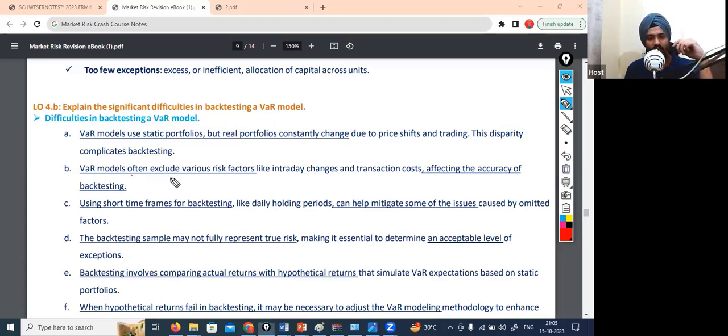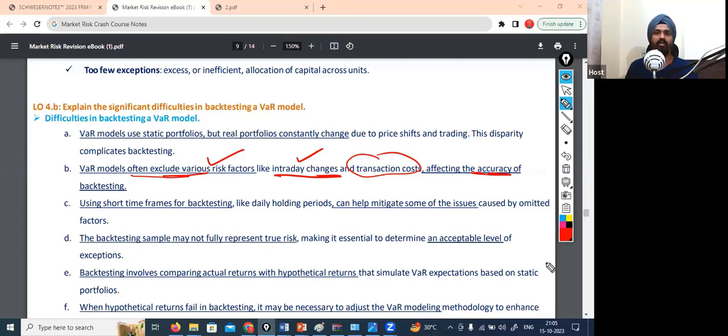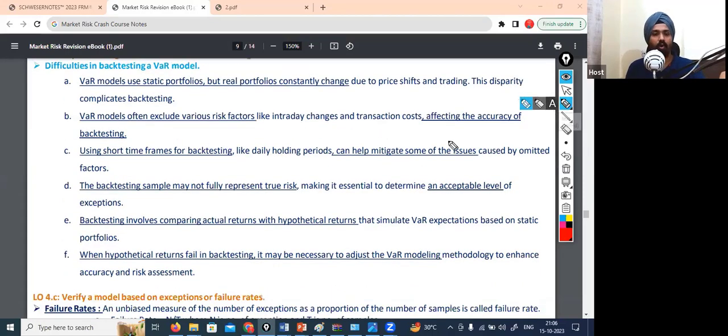VaR models often exclude various risk factors, like transaction bid-ask cost. It does not include that. Intraday changes to the positions of the portfolio, it does not include that either. So that affects the accuracy, right? When you calculate the accuracy of backtesting, VaR will not do that. So how can you check the accuracy of backtesting? That's another difficulty in backtesting a VaR model.